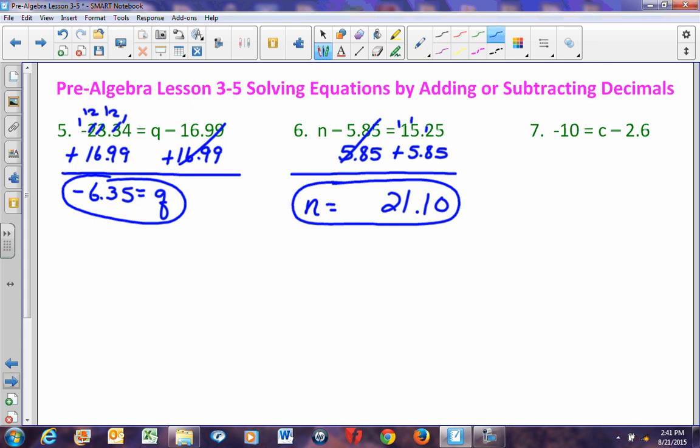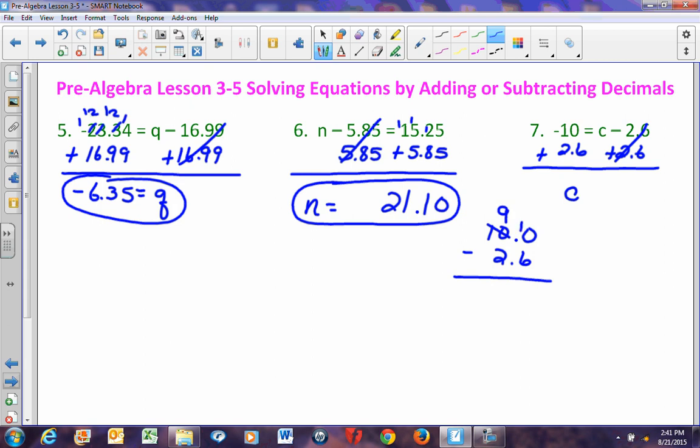Number 7 here: negative 10 equals C minus 2.6. We'll add 2.6 to both sides. These will cancel, leaving us with C. Here I've got a negative 10 and a positive 2.6, so I actually have to subtract. But I need to make sure that I line up my decimal points, so I'm going to do it below so that I line them up nice and neatly. Okay, so subtract this and borrow. I'm going to borrow from 10, make the 0 a 10 and the 1 a 9. 10 minus 6 is 4. Bring down my decimal point. 9 minus 2 is 7. So I end up with C equals negative 7.4 because 10 has a larger absolute value and it was negative.